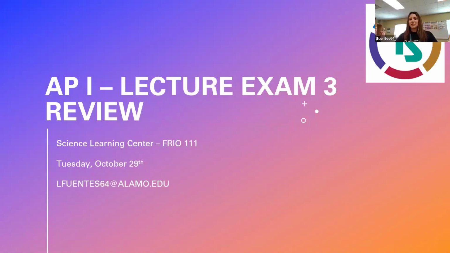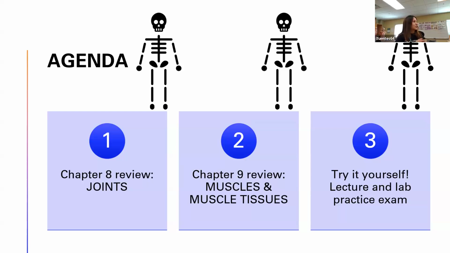Okay, so we will be reviewing for lecture exam 3. It's going to cover chapter 8, which is joints, and then chapter 9, which is muscles and muscle tissues.